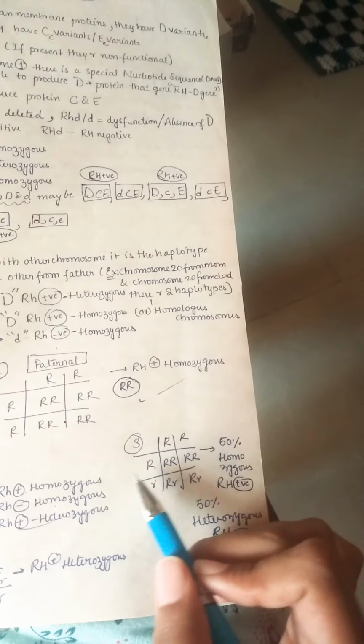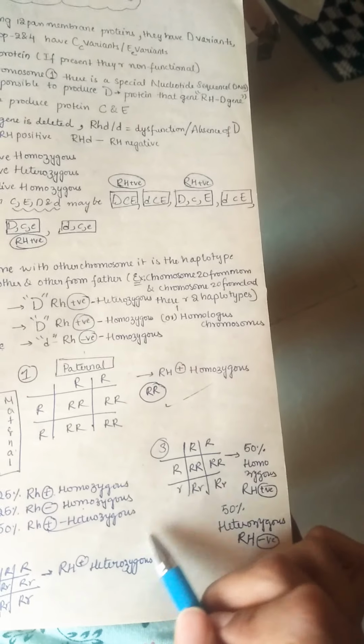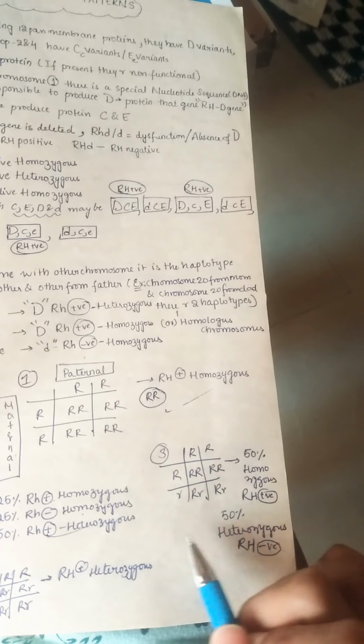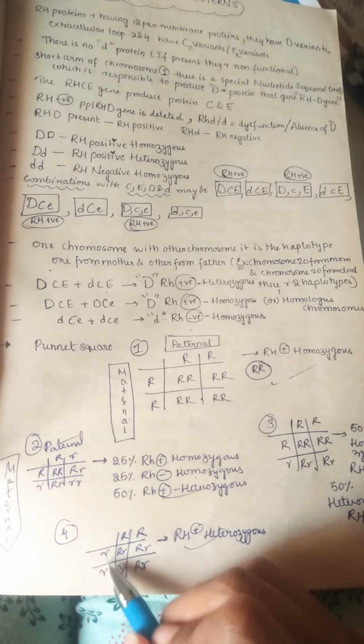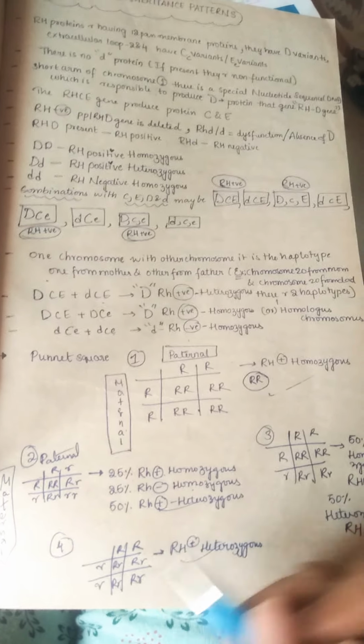In the case here, from the maternal side and paternal side, 50% are homozygous positive and 50% are heterozygous positive. And here you can see from the maternal side and paternal side, Rh positive heterozygous, all are positive, like this.